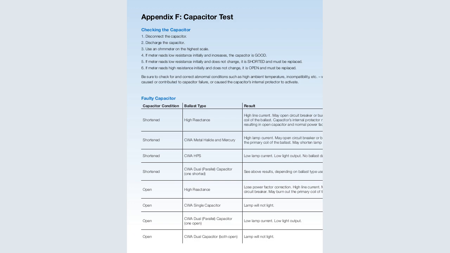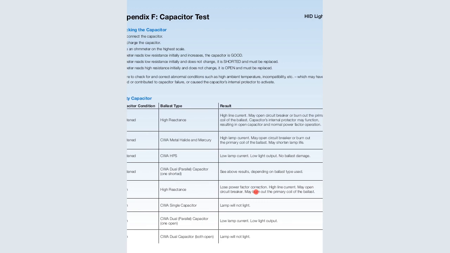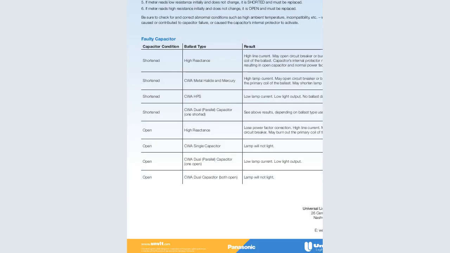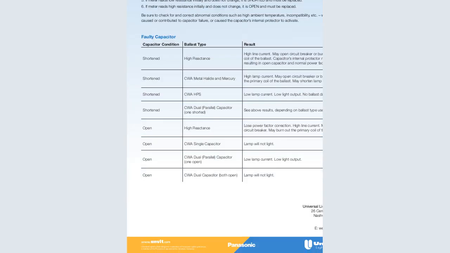So be sure to check for abnormal conditions such as high ambient temperature, incompatibility, etc., which may have caused or contributed to the capacitor failure or caused the capacitor's internal protector to activate. So, the faulty capacitor.